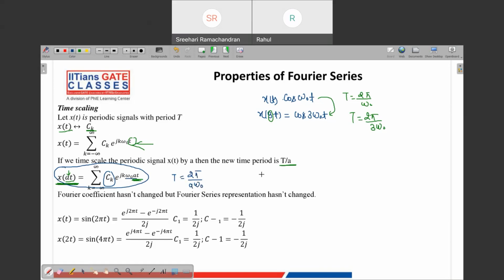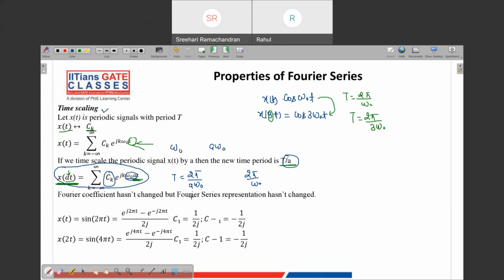Earlier it was 2 pi by just omega naught. Now it is 2 pi by a into omega naught, which means that the time period is getting scaled by a factor of a, and that is captured here. The new frequency is now a into omega naught. So the old angular frequency was omega naught, and now it is a into omega naught. If you compare this with the typical Fourier series, the c k is still there in its place. Nothing has changed in the c k. That means the Fourier series coefficient is not going to change with the time scaling. Only the time period is going to change.